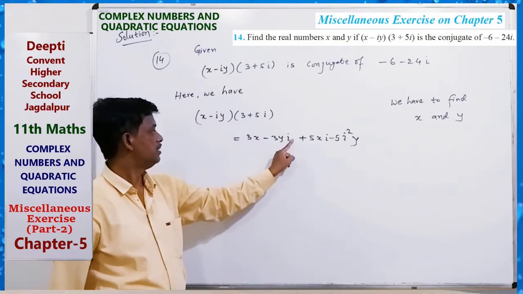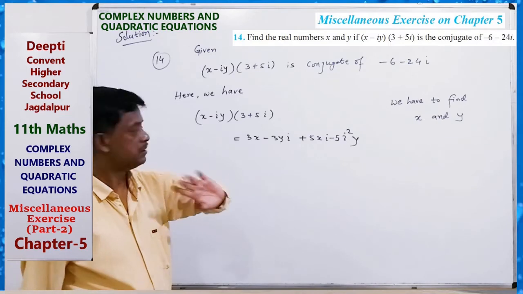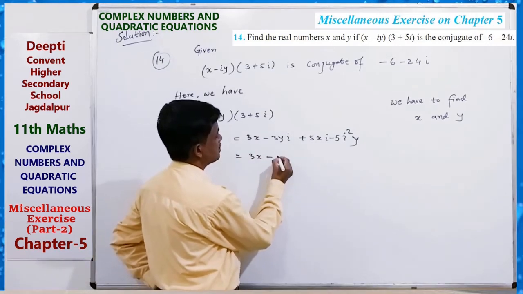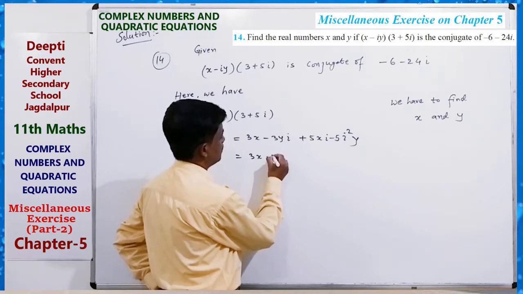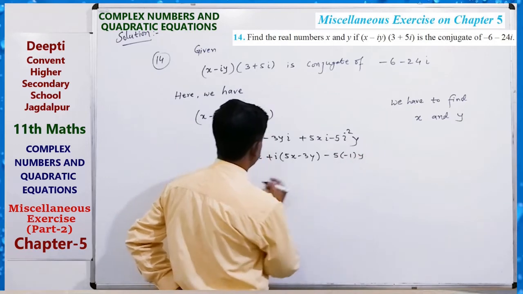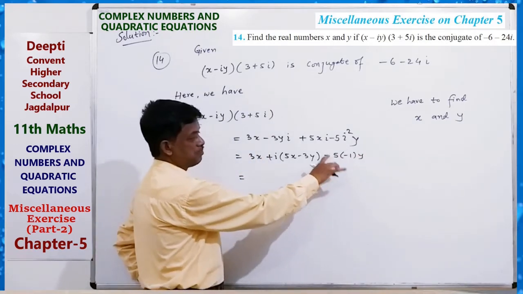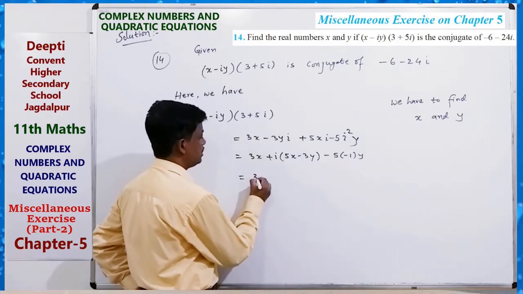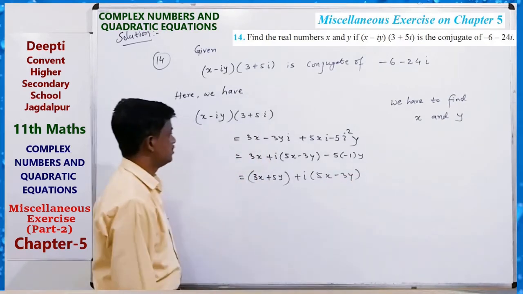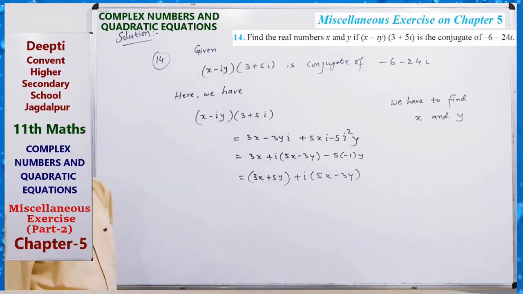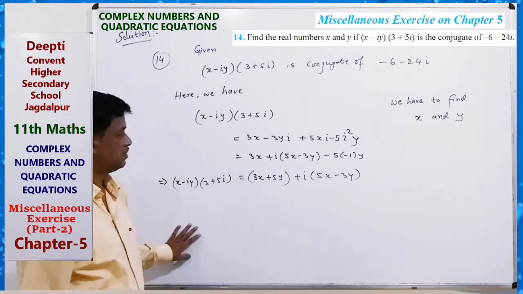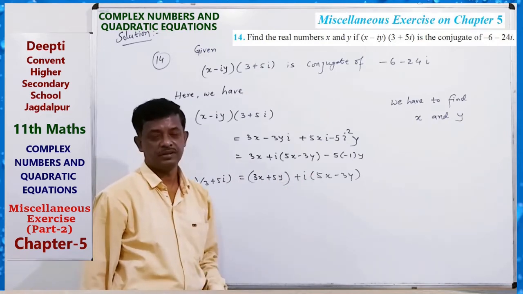3x minus 3iy, 5ix, minus 5i square y. So this is equal to (3x plus 5y) plus i times (5x minus 3y), because minus 5 into minus 1 into y, minus minus is plus, gives 5y. Okay, so this is equal to the given quantity, x minus iy into 3 plus 5i. Yes, this multiplication is in the format a plus ib.